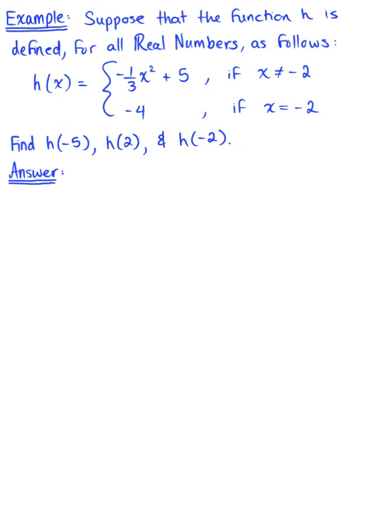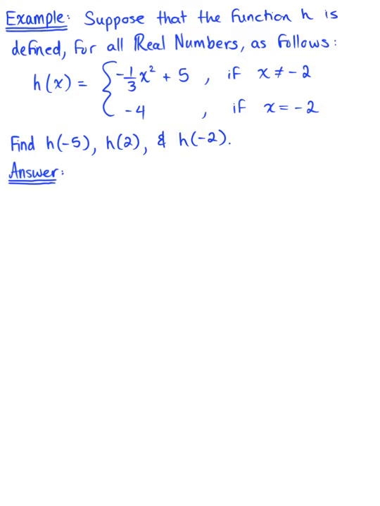Suppose that the function h is defined for all real numbers as follows. So we have the function h of x is a piecewise function. So h of x is equal to negative 1/3 x squared plus 5 if x does not equal negative 2. And we also have that h of x is equal to negative 4 if x is equal to negative 2. So we have two different equations on different parts of our domain.